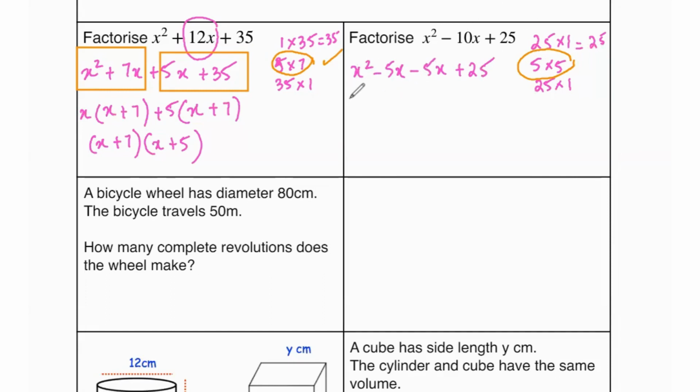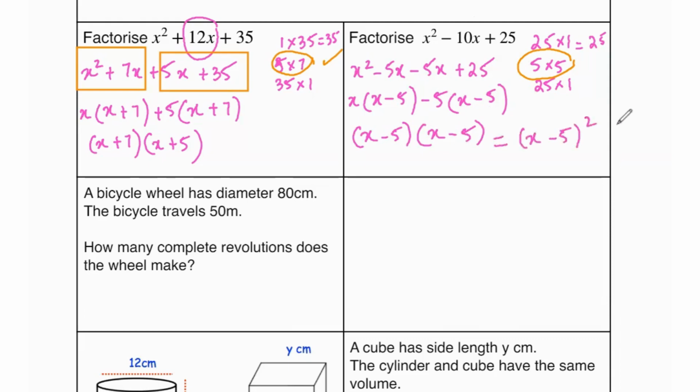Between x squared and 5x, we have x common. So x minus 5 in the bracket. And between negative 5x and 25, we have negative 5 common. That's going to be x minus 5 again. So now we take x minus 5 common. And in the other bracket, we'll have x minus 5 again. So this can be rewritten as x minus 5 whole square as well.